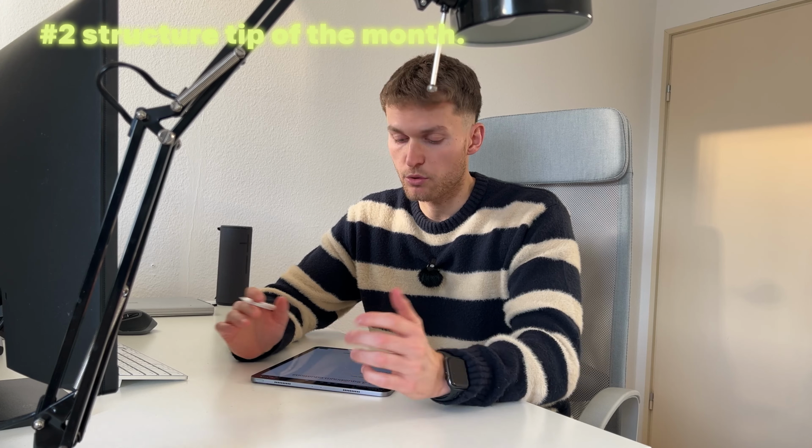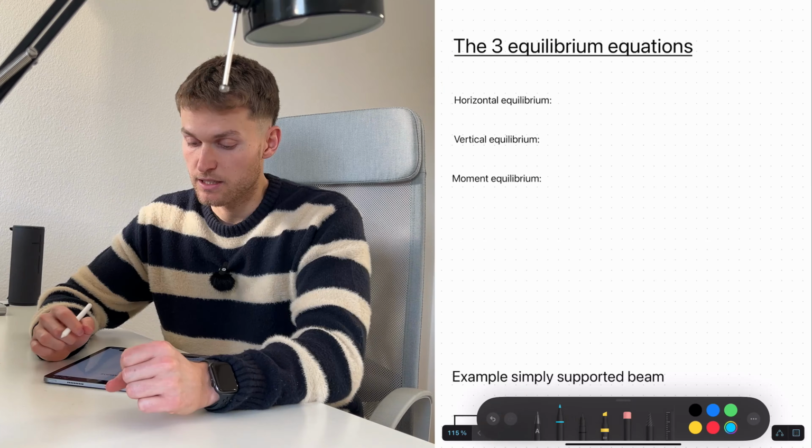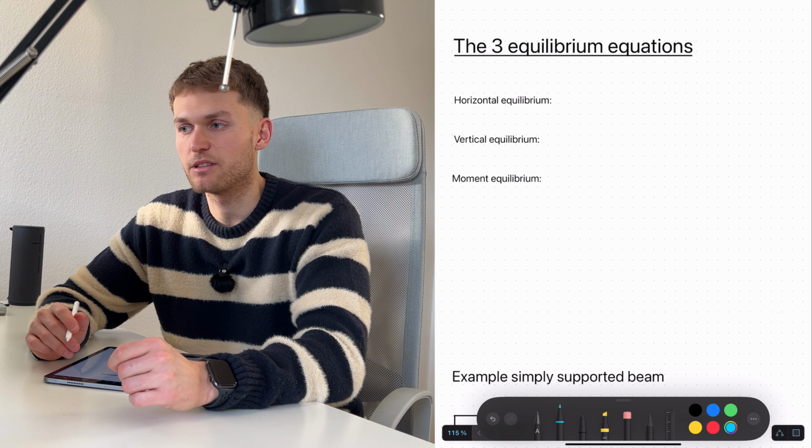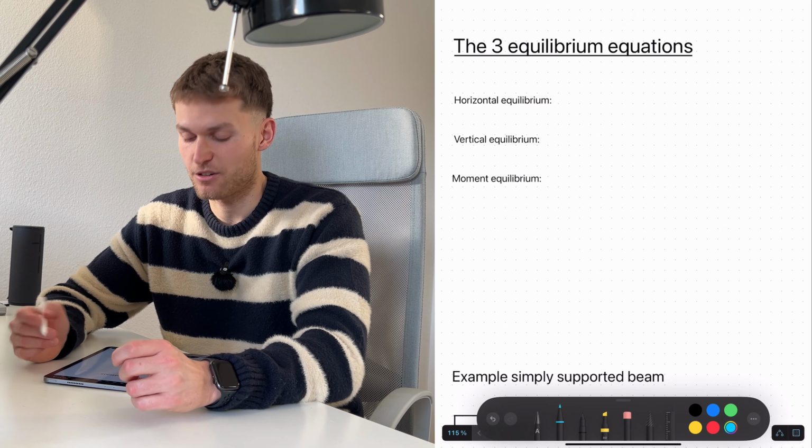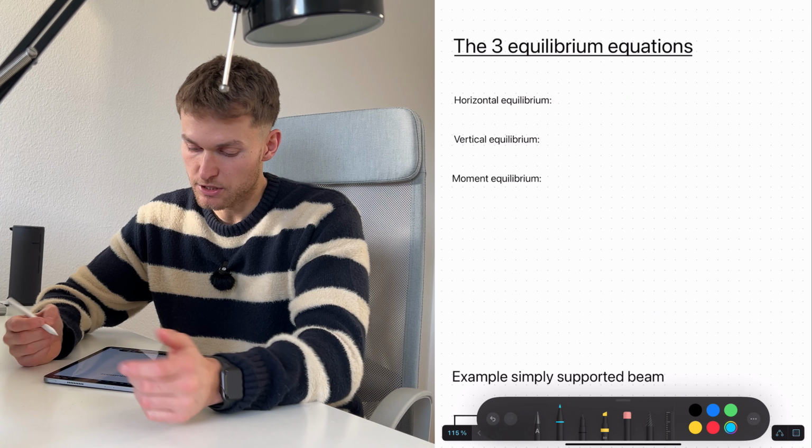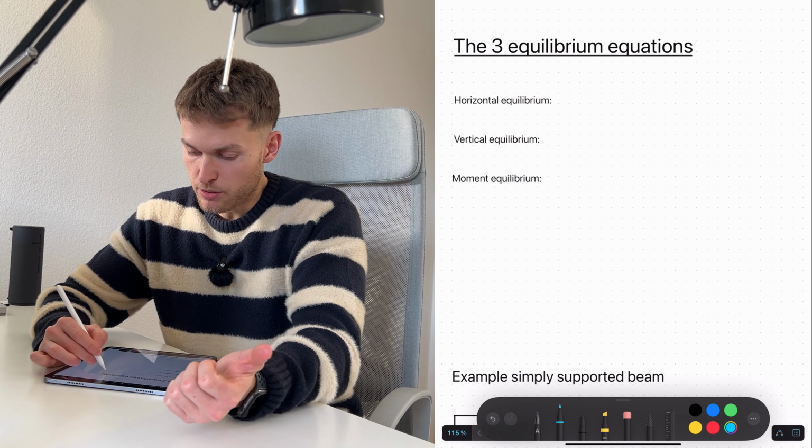Okay, let's get to the structure tip of the month. This time I want to cover the 3 equilibrium equations. And that's one of the first things we learn about in our first semester in our structural engineering bachelor's. First thing we need to know about them.